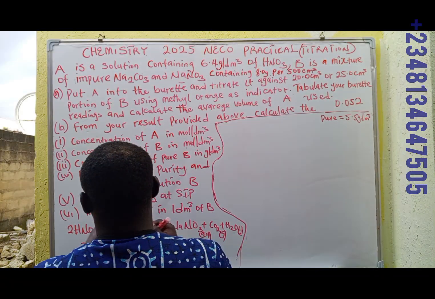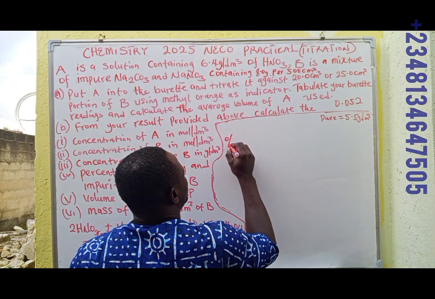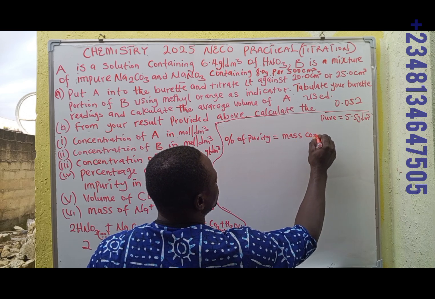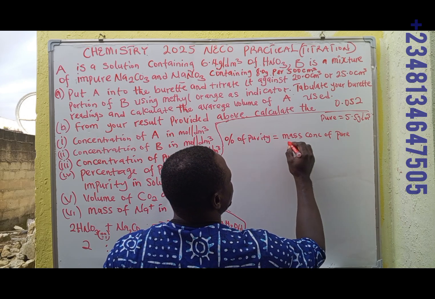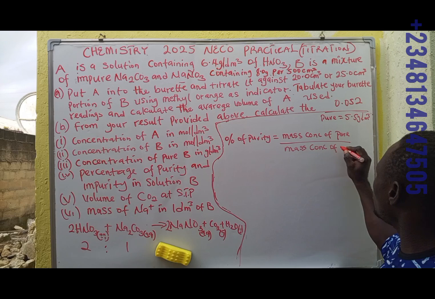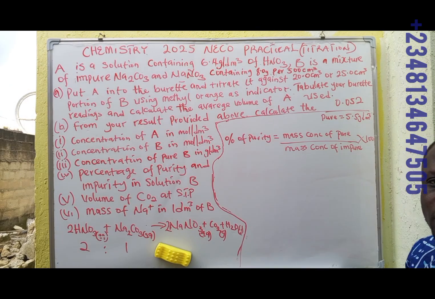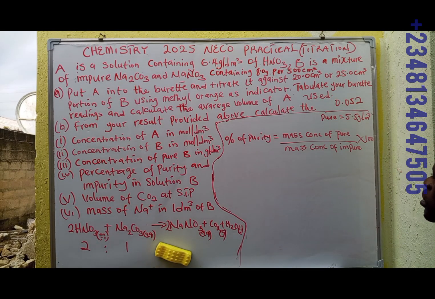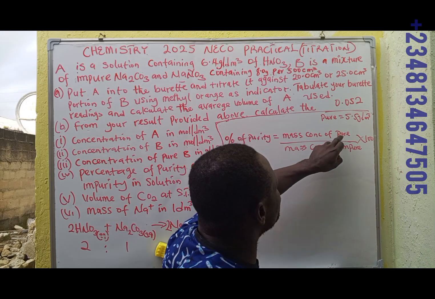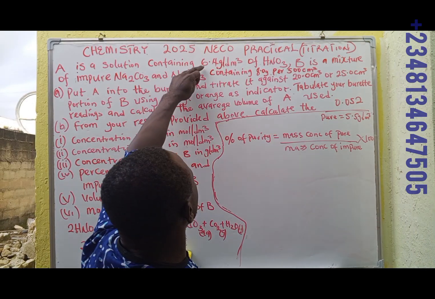Now let's continue with the percentage of purity. Anytime you are given percentage of purity, what you are going to see is that percentage of purity is equal to mass concentration of pure over mass concentration of impure, multiplied by 100. So that is how to calculate your percentage of purity. That is percentage of purity, and we have percentage of impurity. Do you get that? Now the mass concentration of pure you have already calculated to be 5.5. Is that understood? Then the mass concentration of impure is the one that you have here. Look at it here.